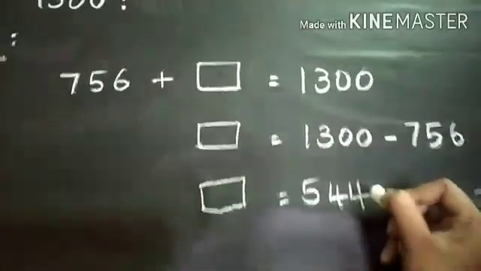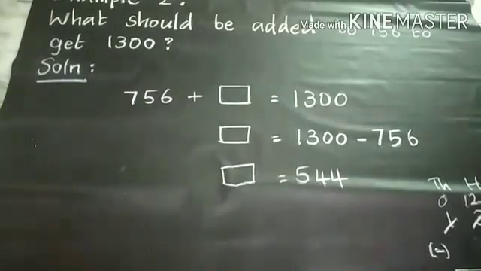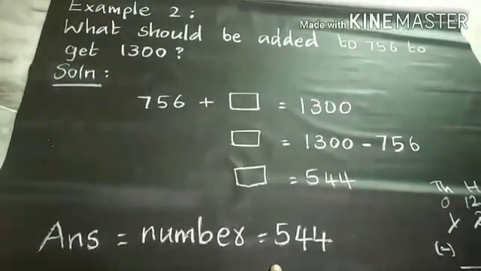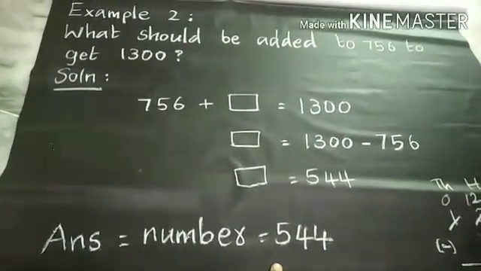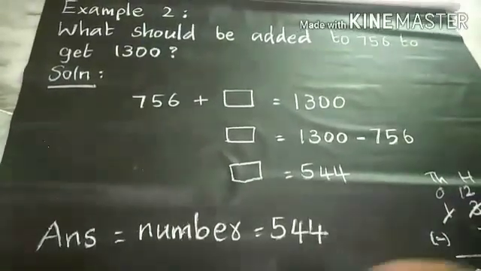544. Now we get the answer, that unknown number is equal to 544. Have you understood, children?